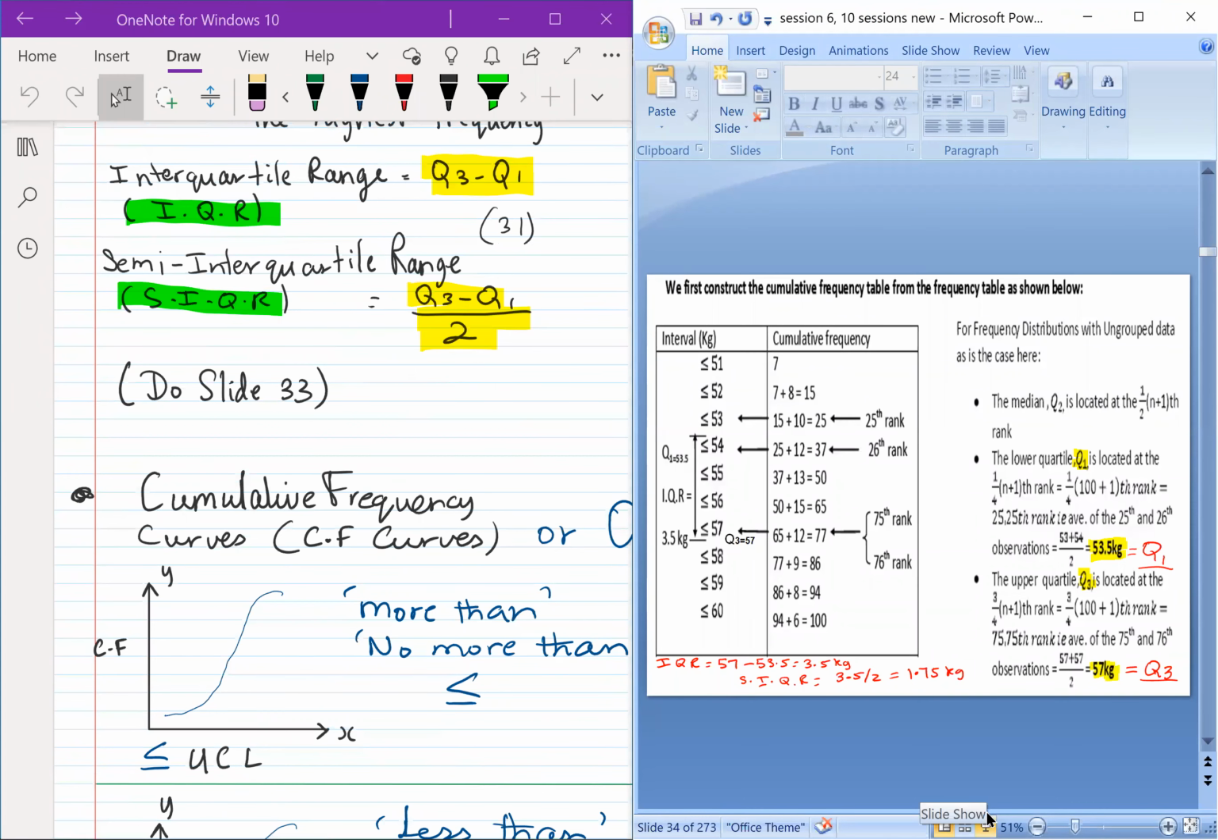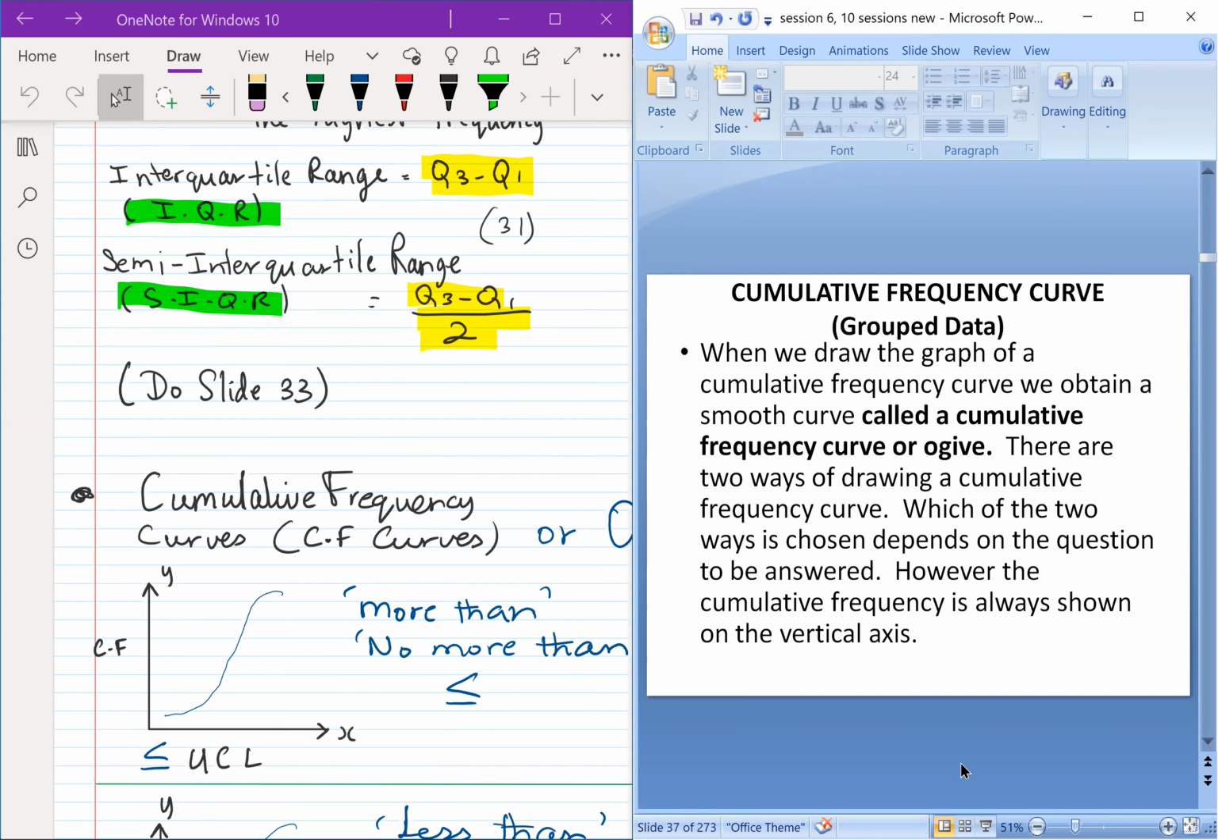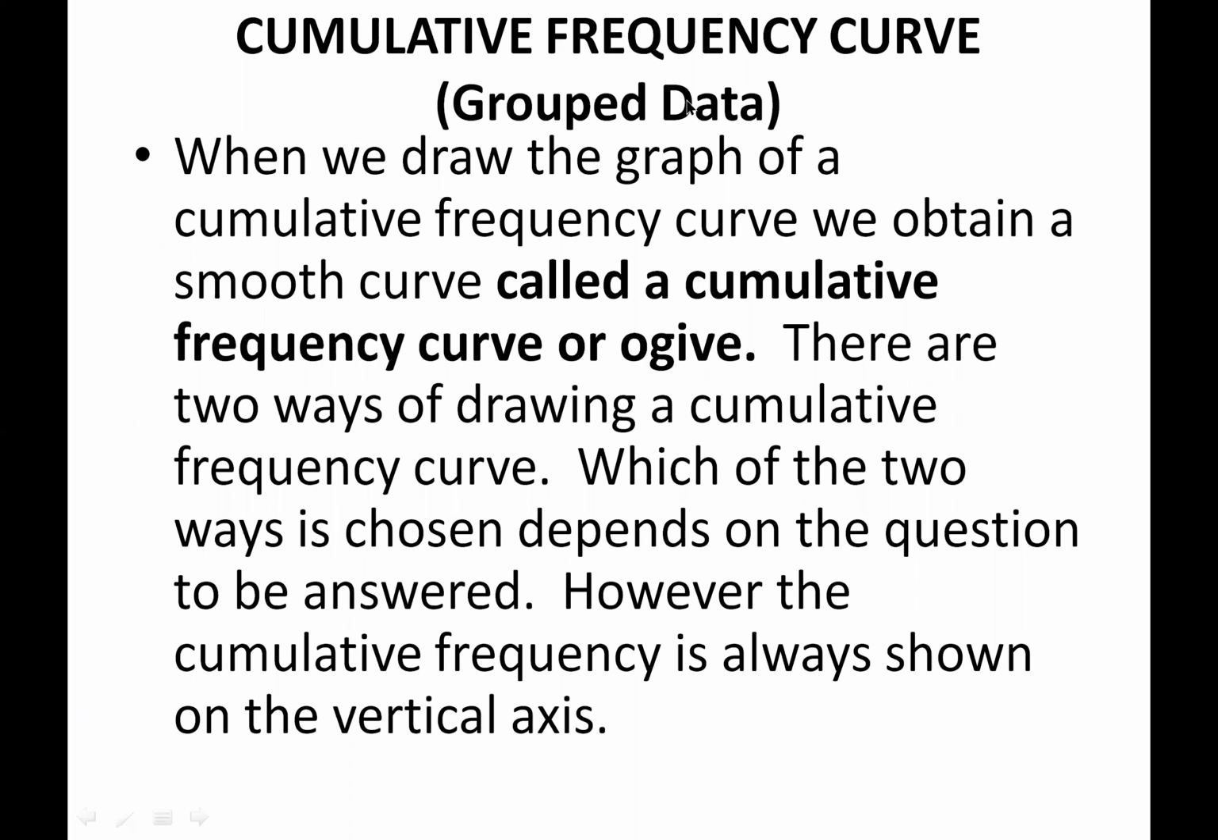Let's continue downwards and see what else is there. Now we're going to come to something called cumulative frequency curves, otherwise known as ogives. Let's read a little bit here. Cumulative frequency curves. Now for grouped data, when we draw the graph of a cumulative frequency curve, we obtain a smooth curve called a cumulative frequency curve or ogive.